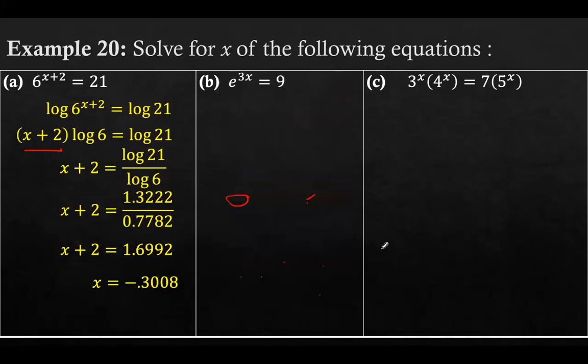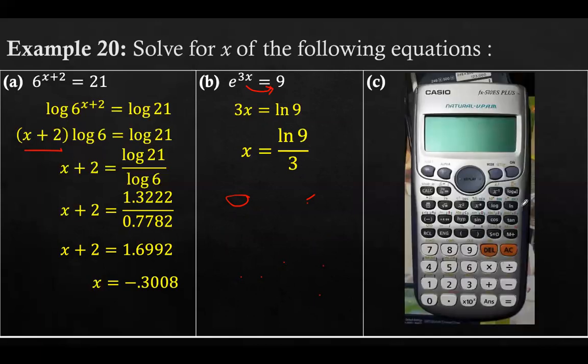And for B, B is e to the power 3x equals 9. So we change this into log form, so ln form. So 3x equals ln 9. And then x will become ln 9 over 3.